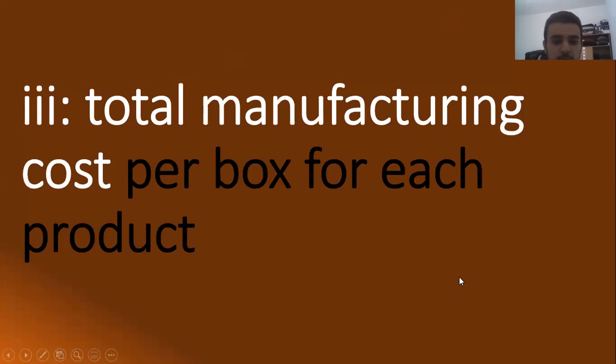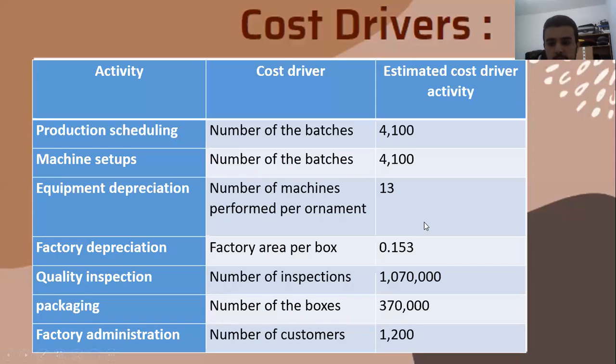Now we're going to move on to the third part of the first question A, and we're going to calculate the total manufacturing cost per box for each product. First of all, we started with the cost driver. We allocated each activity to its cost driver. We have 6 activities: production scheduling and machine setups, equipment depreciation, factory depreciation, quality inspection, packaging, and factory administration.